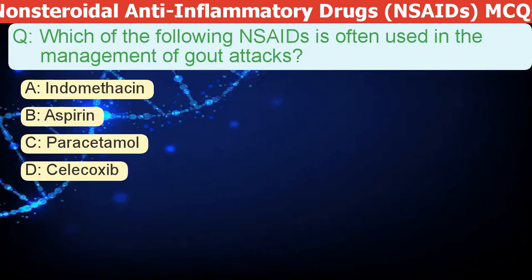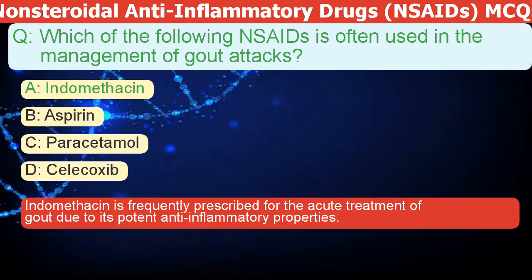Which of the following NSAIDs is often used in the management of gout attacks? A. Indomethacin. B. Aspirin. C. Paracetamol. D. Celecoxib. The correct answer is A. Indomethacin is frequently prescribed for the acute treatment of gout due to its potent anti-inflammatory properties.